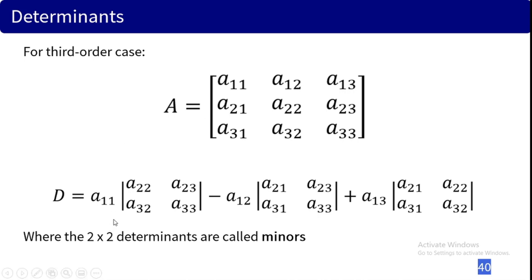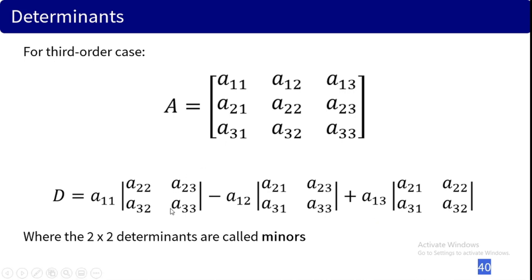So we can see that the elements in the upper row are multiplied by their corresponding determinants. So what are these determinants? For example, in getting this first term, we multiplied a11 with the determinant of a22, a23, a32, and a33, and as well as the other two terms, we obtained the terms by multiplying a12 with these determinants and also with a13.